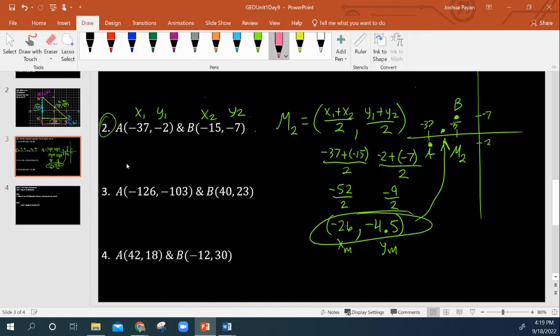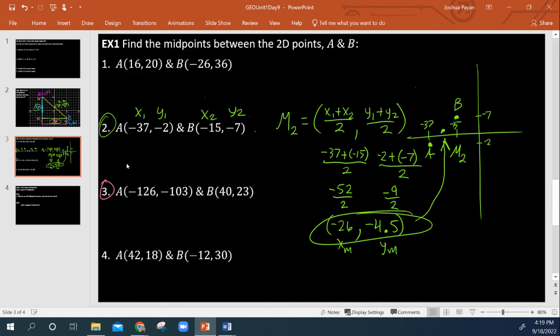Let's do another one. Okay, so x1, y1, x2, y2. Let's find the x midpoint first. Negative 126 plus 40 all over 2. That's negative 86 over 2, which of course would give me negative 43. Okay, so that would be my x midpoint.